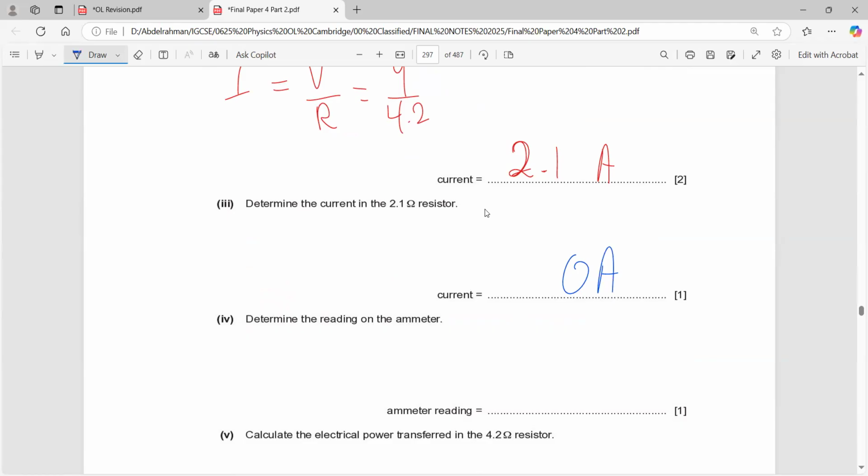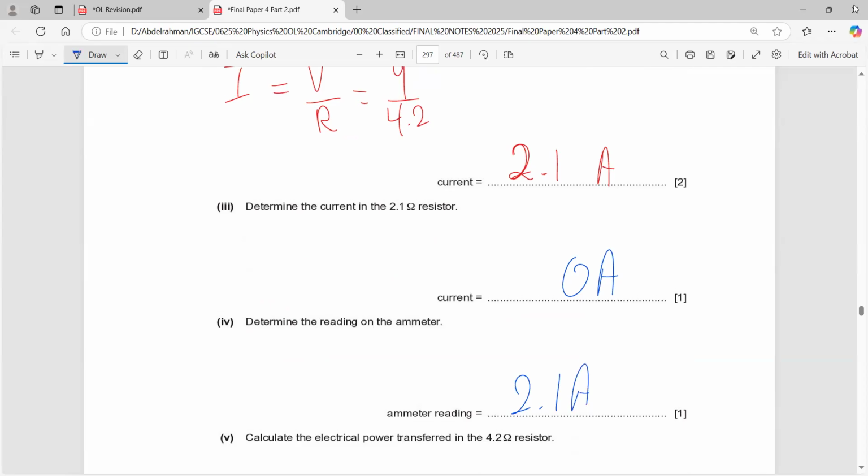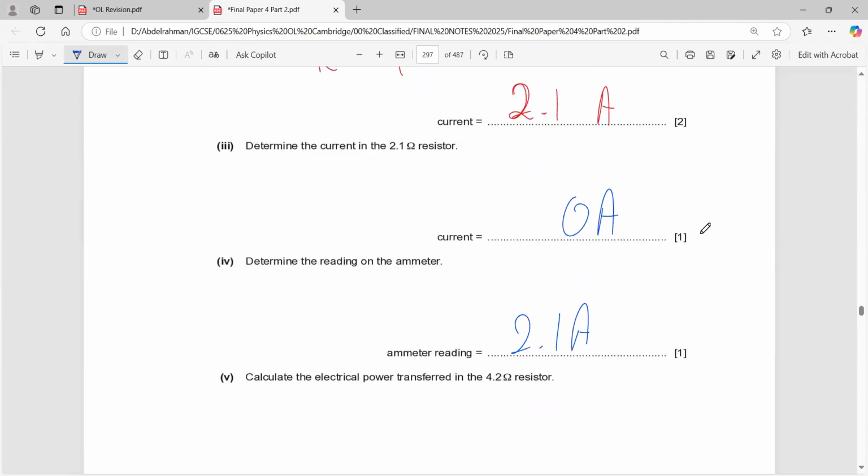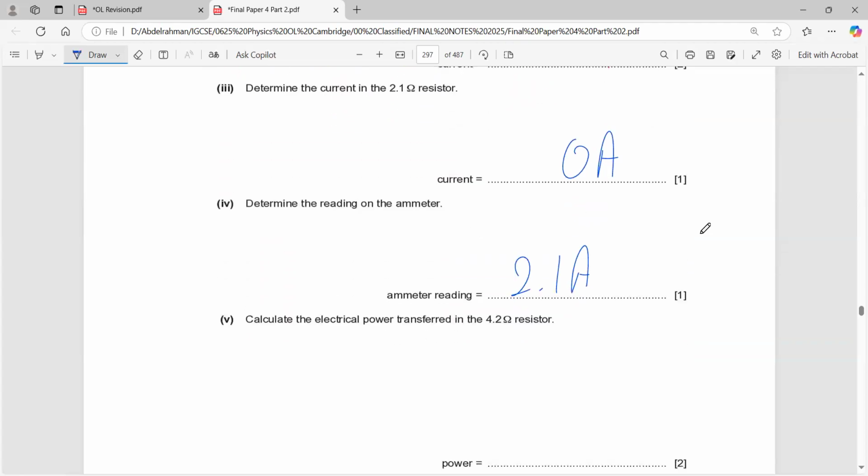0 amperes. Determine the reading on the ammeter. The reading on the ammeter has to be the summation of the two other currents, which is 2.1 plus 0, which is 2.1 amperes. Okay, this is the total current in this circuit.